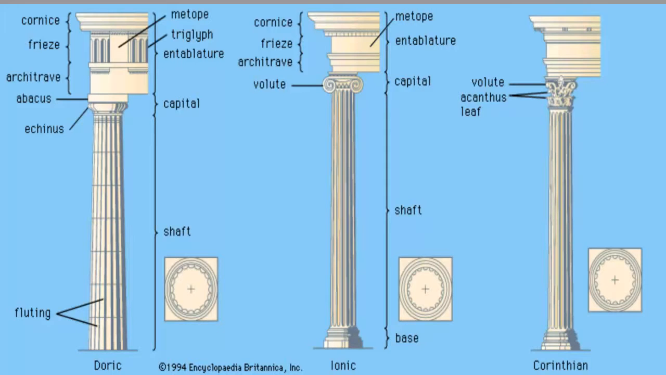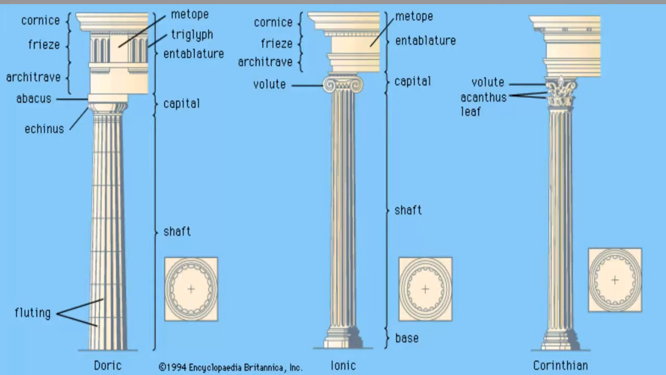But the metope, actually in original Greek buildings, would have been a ceramic panel that was used just basically to keep the birds out and would have had decorations and paintings on it. So we've got this very simple early order, the Doric order, and that was used for the Parthenon.